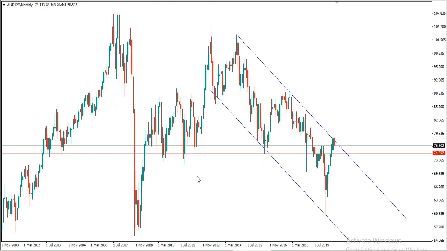I'm Francis, and in today's forecast I'm going to be talking about AudJpy, and as usual I'm going to be making a full breakdown of this pair from the monthly time frame down to the daily time frames. I'll be highlighting the major levels of structure in the market and where I expect the price to go over the next couple of months, weeks or days as the case may be. So without further ado, let's get down to the forecast.